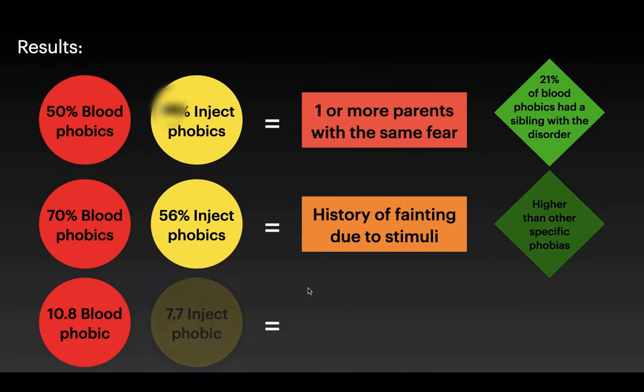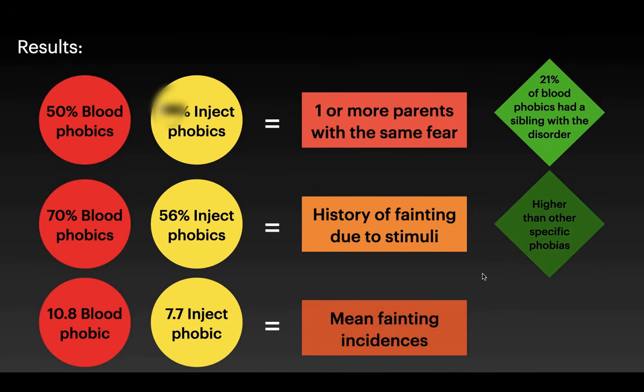He also found that 10.8 for blood phobics and 7.7 for injection phobics, okay, this was the mean of fainting incidences. So more of the blood phobics fainted, and quite a number of injection phobics fainted on average, but less than the blood phobics. So blood phobics tend to faint more, injection phobics faint less during the study.